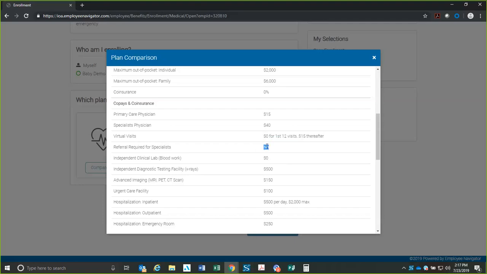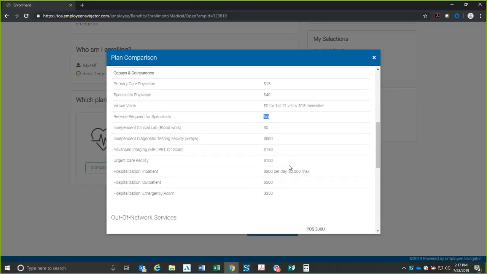This plan doesn't require any referrals for specialists, and we have a lot of other copays here, so it's a very rich plan. Your lab work at independent facilities is going to be no cost to you. Your x-rays will be $500. Now, if that ends up being less, they're not going to overcharge you for those x-rays. Keep that in mind. Your advanced imaging is $150. Urgent care is $100. And then we get to the inpatient, the outpatient hospitalization.